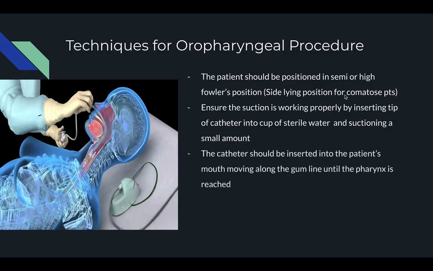The catheter should be inserted into the patient's mouth, moving along the gum line until the pharynx is reached. Gently move the catheter around until all secretions have cleared. You may also want to use the sterile water to clear the tubing in between insertions in case it gets clogged. Suctioning should also not be done for any longer than 10 seconds at a time, as this can cause deoxygenation and hypoxia of the body's tissues and organs.